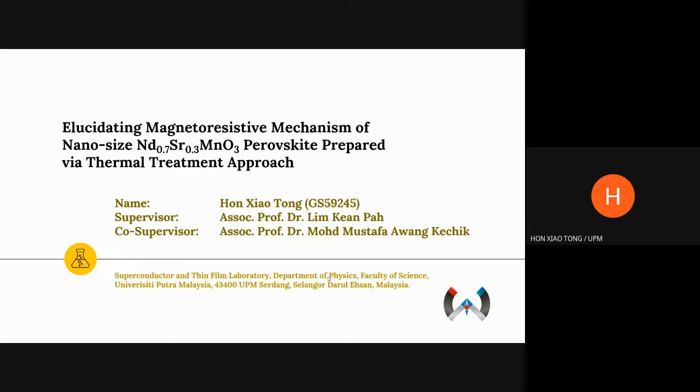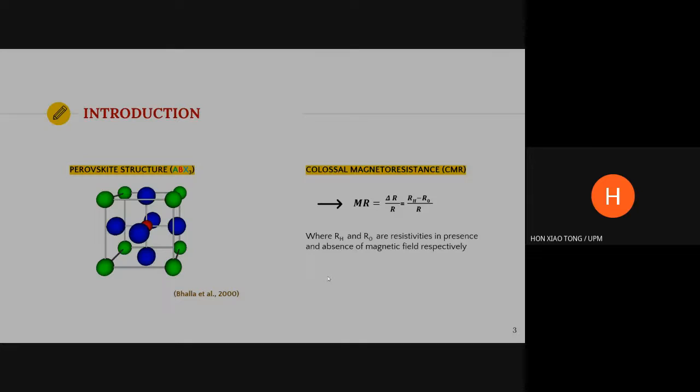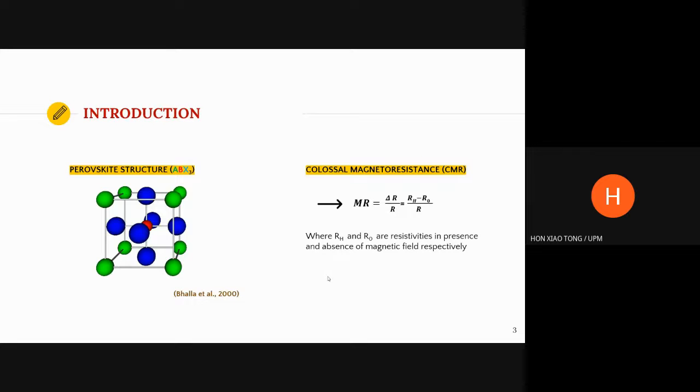Mustafa Awan Kecik. And today I'm going to share about my project with the title of Elucidating Magnetoresistive Mechanism of Nano-size NSMO Perovskite Prepared via Thermal treatment approach. So this is the outline for my presentation. I will start with the introduction, problem statement, followed by objective, literature review, methodology, result and discussion, and lastly, conclusion and reference. So now let's start off by the introduction.